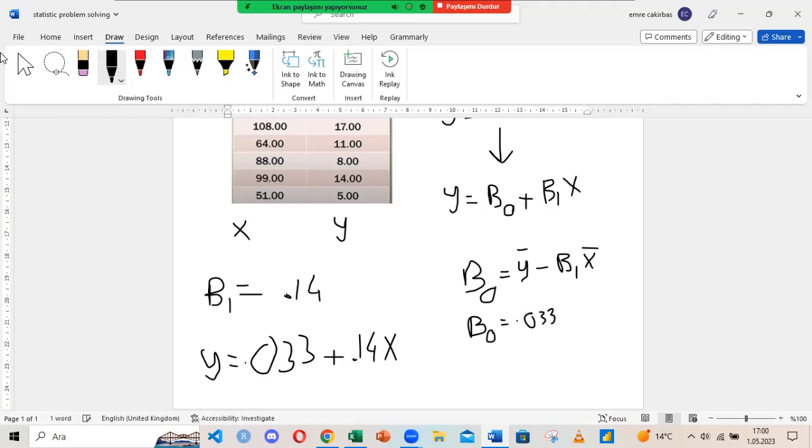There is a relationship between x and y. Understood clearly? When we increase the value of x by 1 unit, y will increase by 0.14 unit. That's all for today.